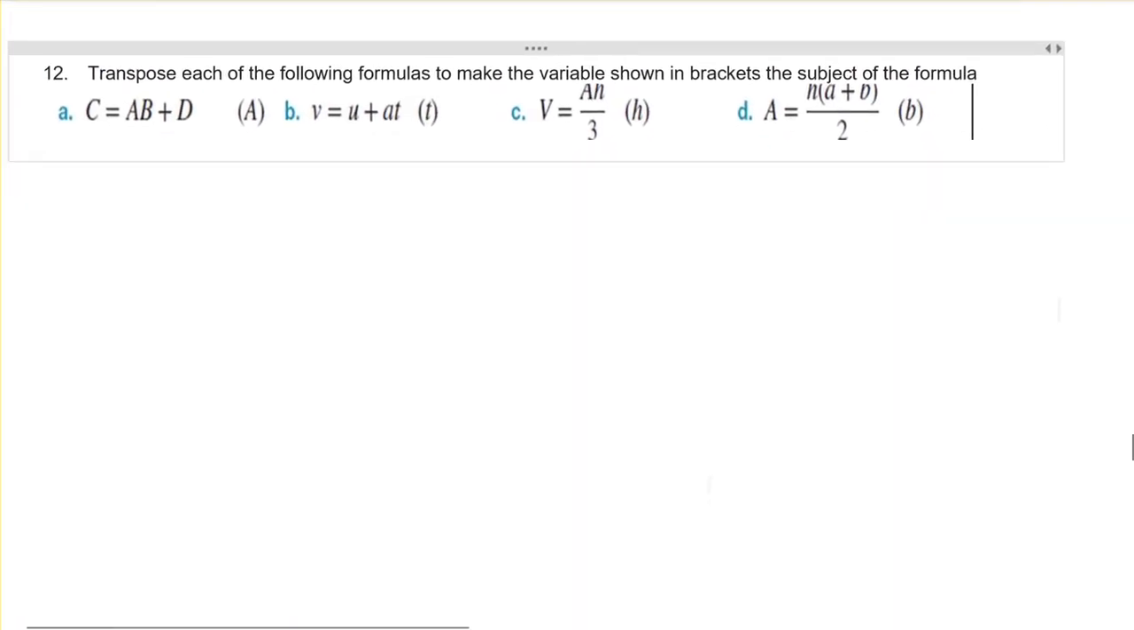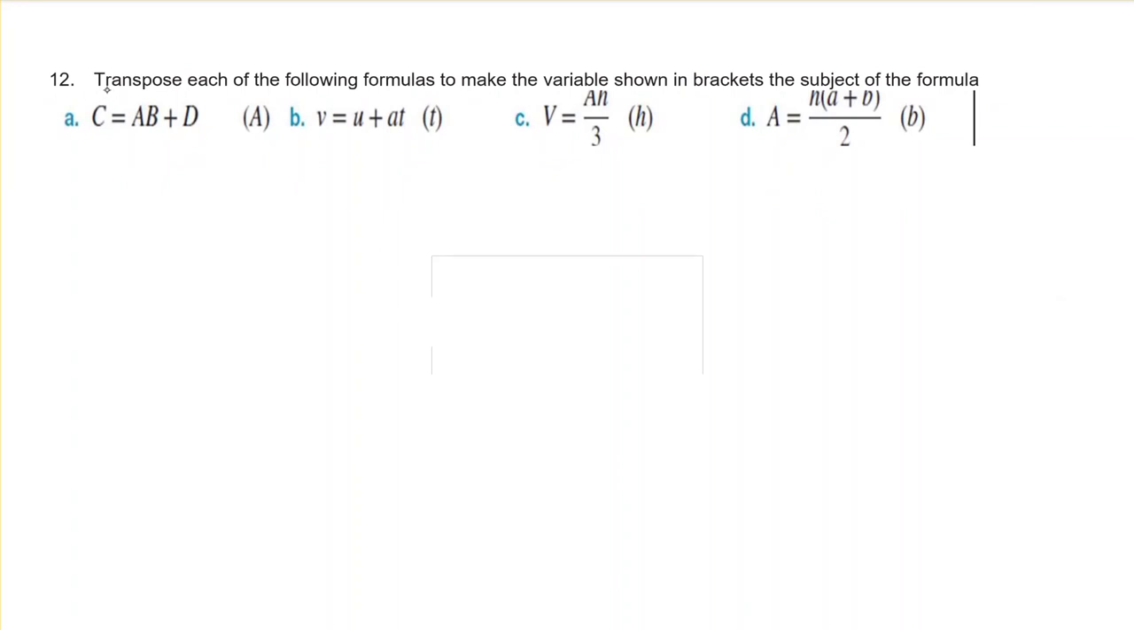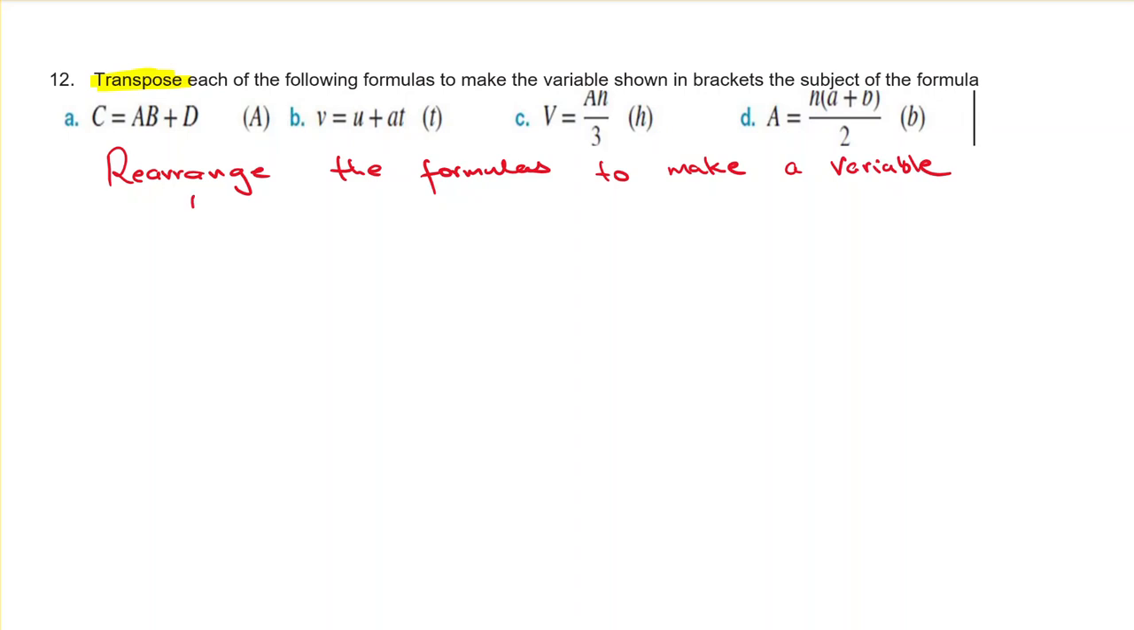Question 12 is asking us to transpose each of the following formulas to make the variable shown in brackets the subject of the formula. To transpose is to rearrange. So the question is asking us to rearrange the formulas to make the variable shown in brackets the subject, in this case t, h, or b in part d.